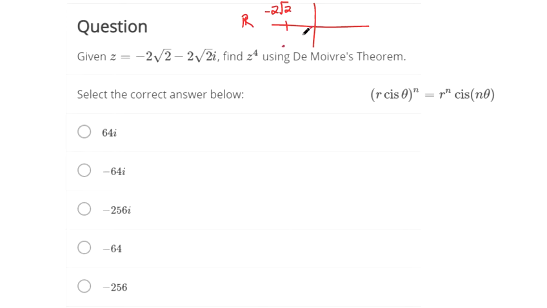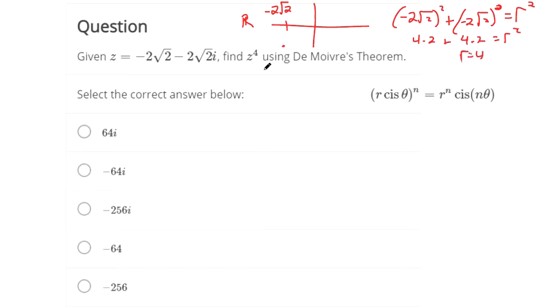So we could find r, the distance to the origin, by using the Pythagorean theorem. So there's our a squared, here's our b squared, that should equal the r we're trying to find, the distance to the origin squared. So this is 4 times 2 plus 4 times 2. So that's 8 plus 8 makes 16, so r is going to be 4.